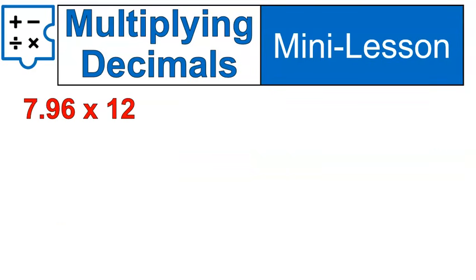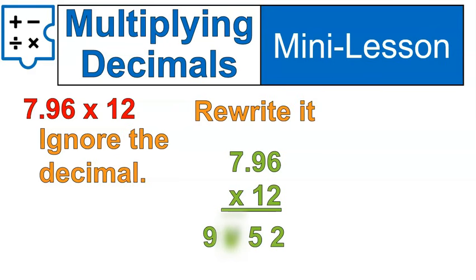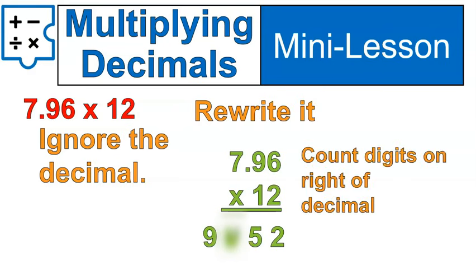Let's move on to another example. If I have 7.96 times 12, these are both larger numbers. I'm going to follow exactly the same steps. So I rewrite it ignoring the decimal, which means I write it like this. And from now on, I'm going to pretend the decimal isn't there until the end when I have to count it. When I multiply 796 times 12, I will get 9,952.